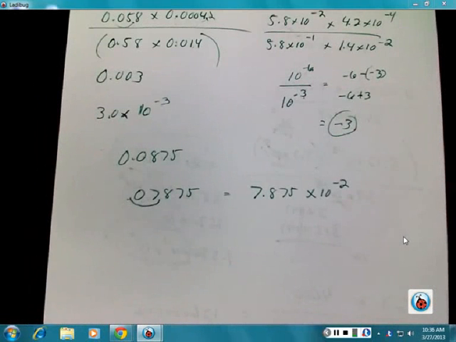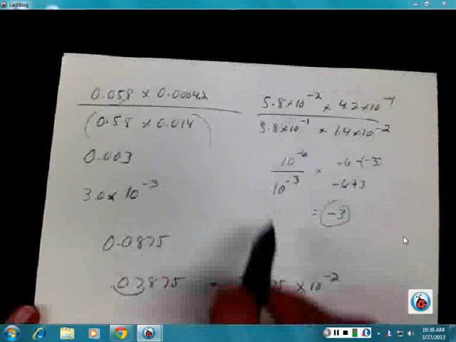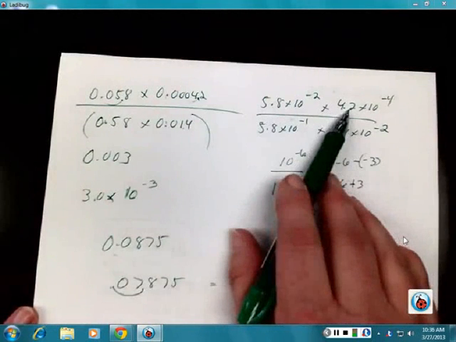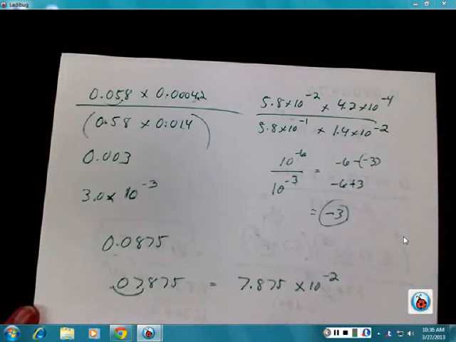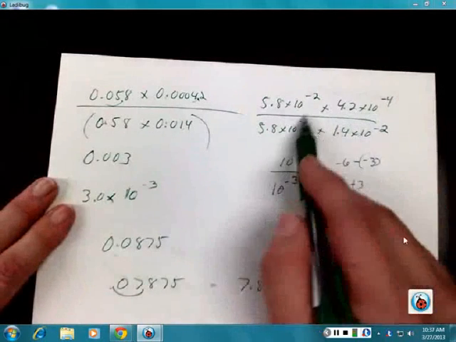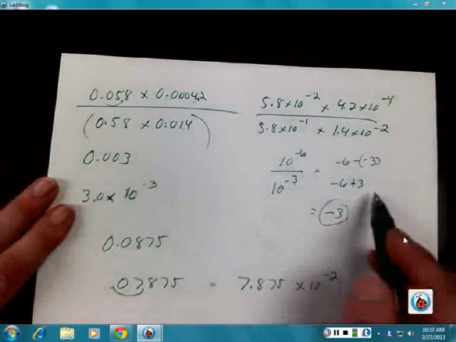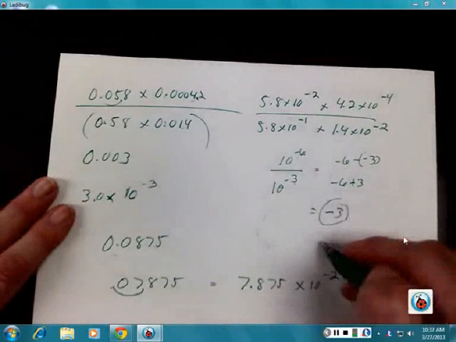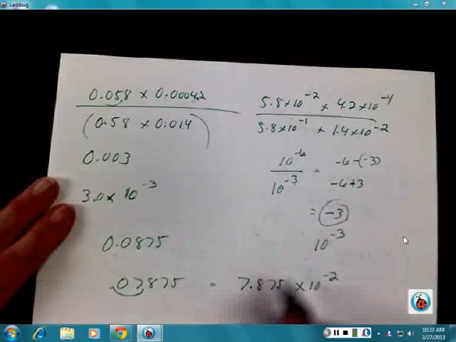Okay? So let's see if we get our 3 out of this. 5.8 times 4.2 equals, divide that by parenthesis 5.8 times 1.4 parenthesis, and we do get 3. I put my values together. So were you okay with this part of getting the... Okay, so 10 to the -3rd is what we got out of our exponent.